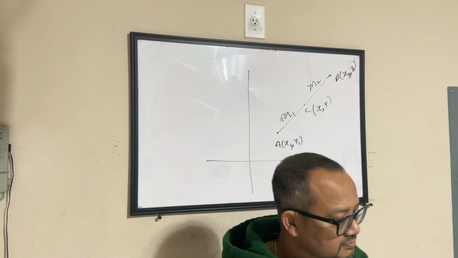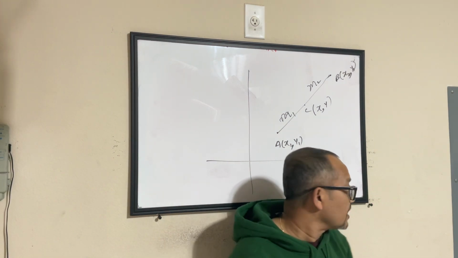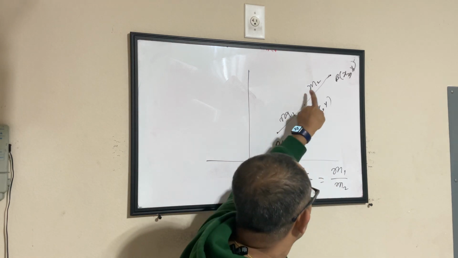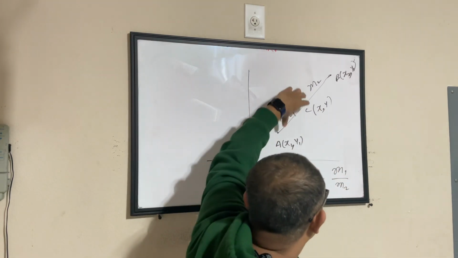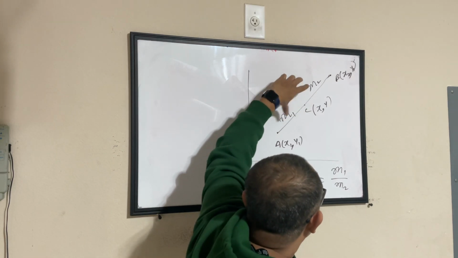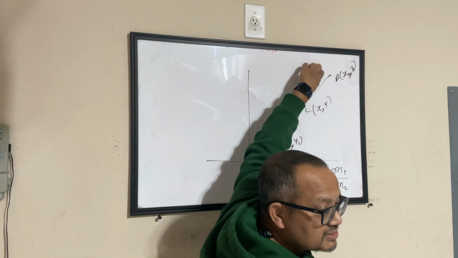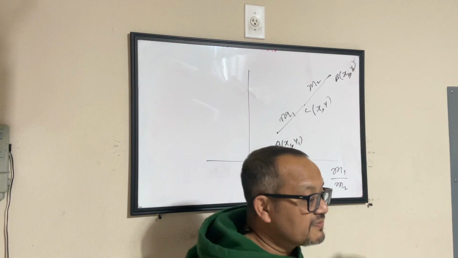What's the M in the bottom? Like you said, M1 divided by M2. Yeah, so M1 by M2, that is the ratio. Meaning when you pick a point here, this divides a line into 2 parts. So this is the ratio in which it divides, right?